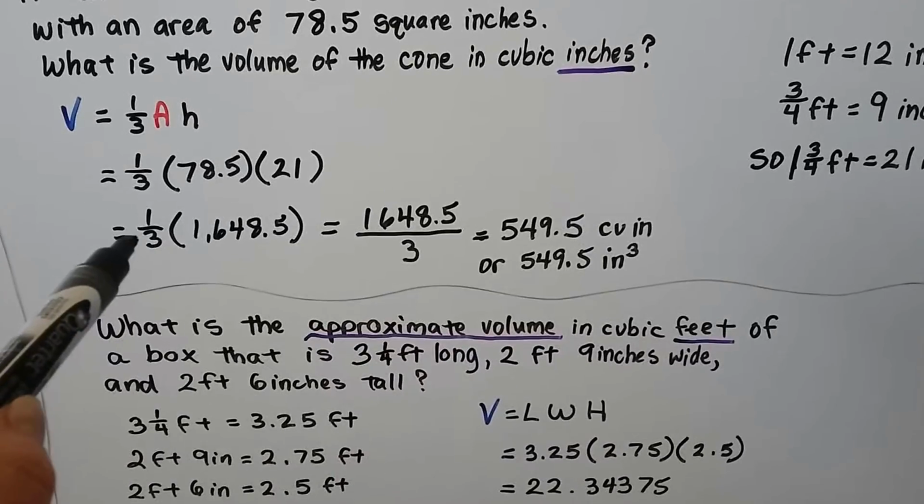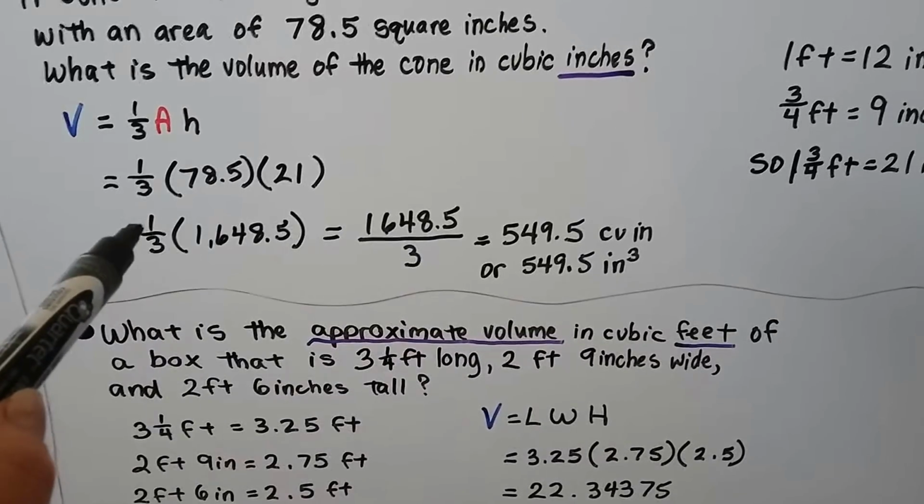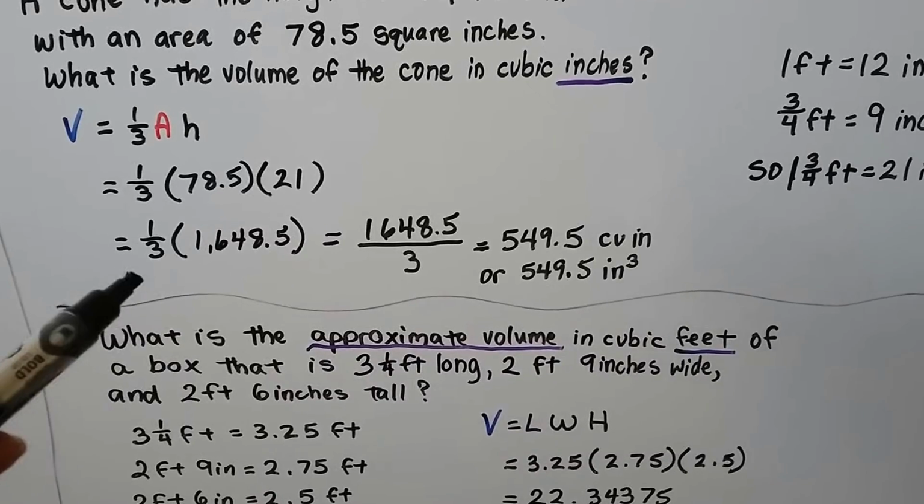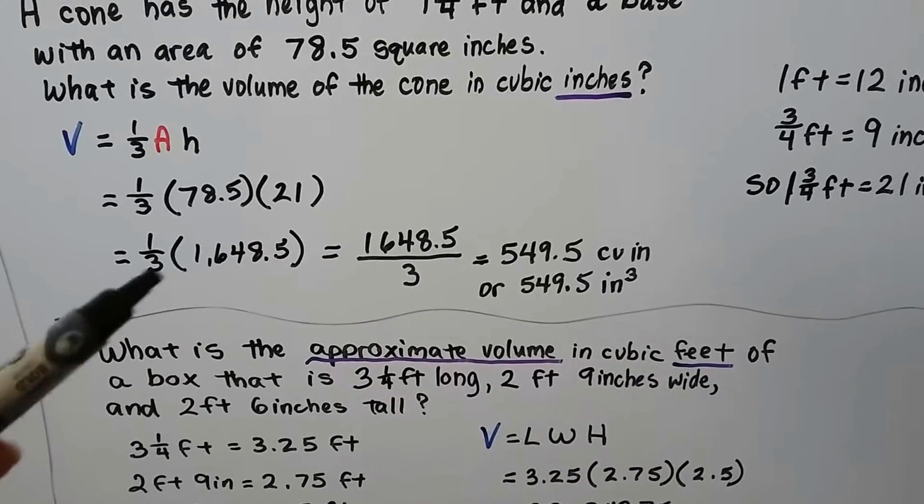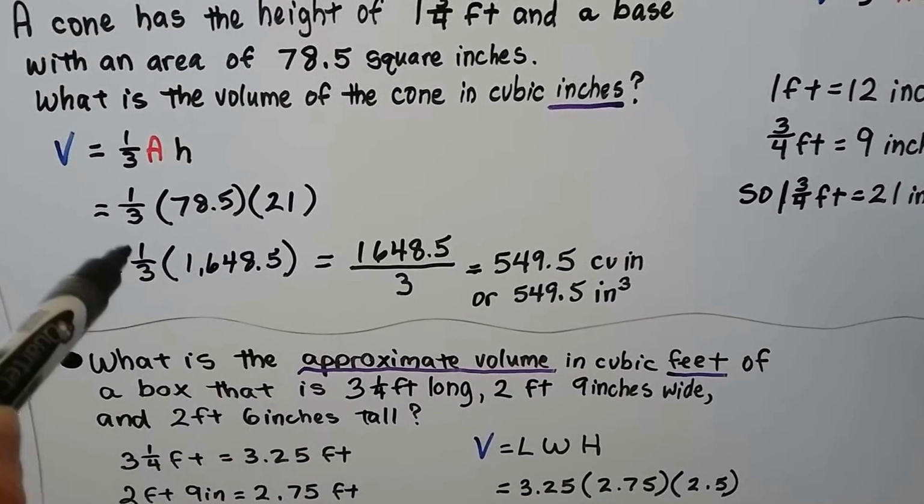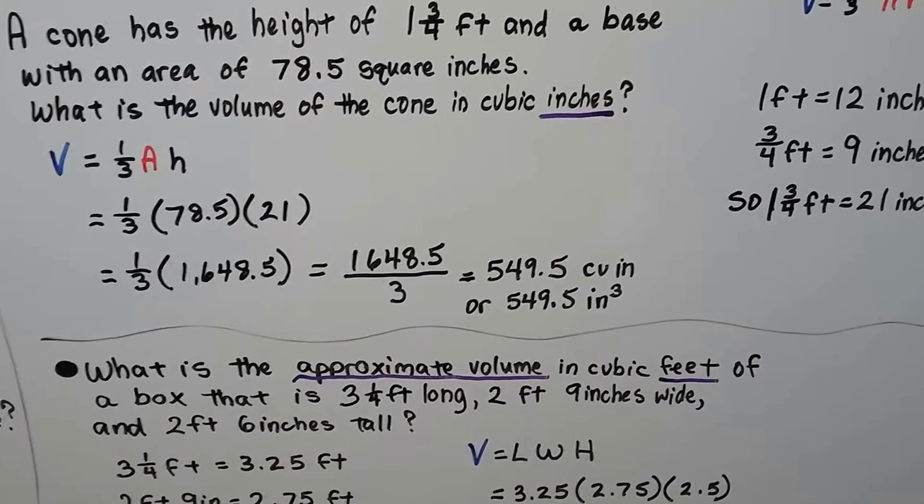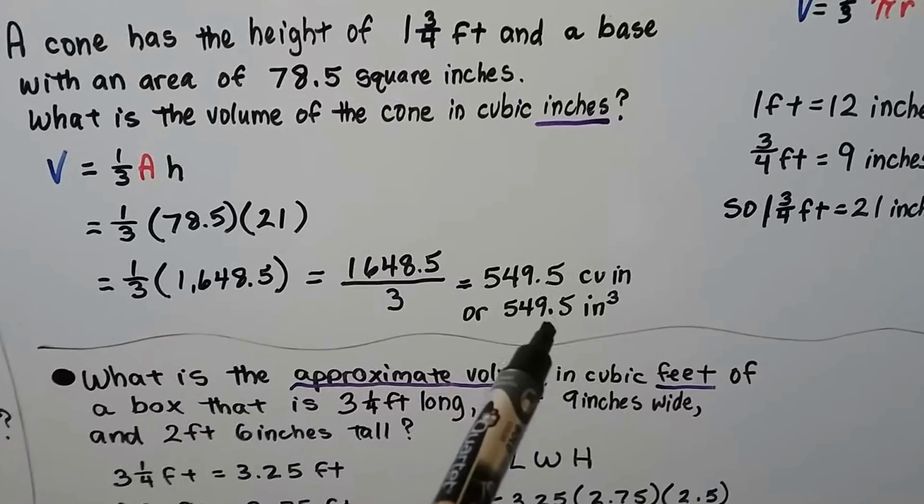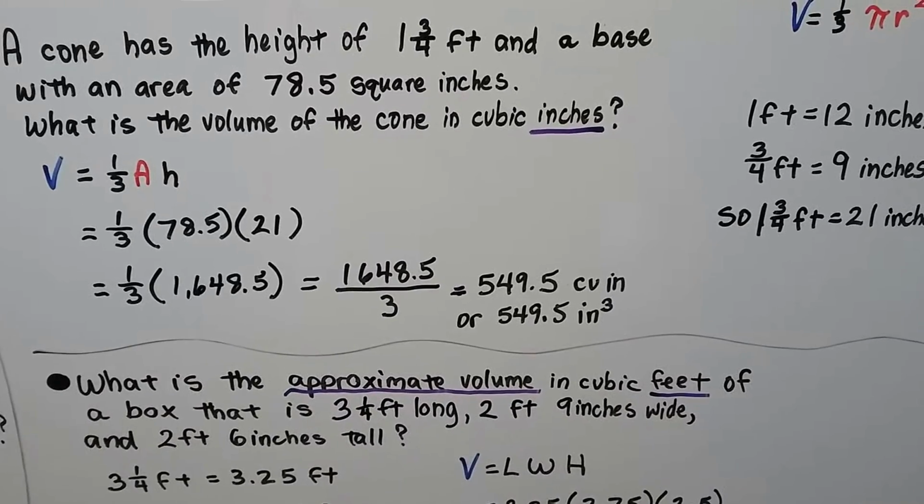Here we have another unit fraction, so instead of multiplying it by 1/3, which would be on our calculator as a decimal, 0.3333, and it's not really accurate, it's better to just divide it by 3. It's got a 1 as a denominator, so we can divide it by 3. We get 549.5 cubic inches, okay?